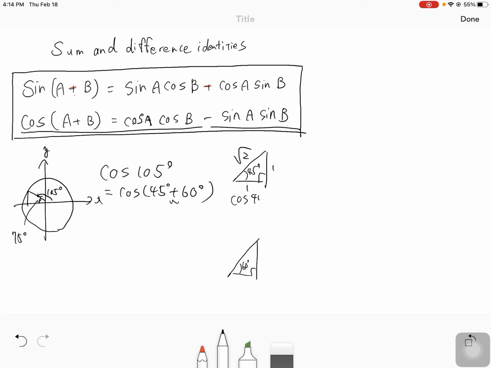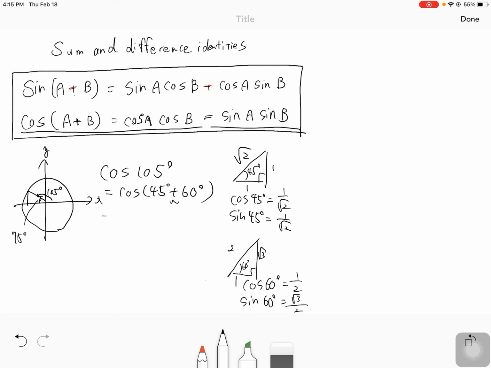First, cosine 45 degrees is 1 over square root of 2. And sine 45 degrees is 1 over square root of 2 as well. And cosine 60 degrees is 1 over 2, and sine 60 degrees is square root of 3 over 2.